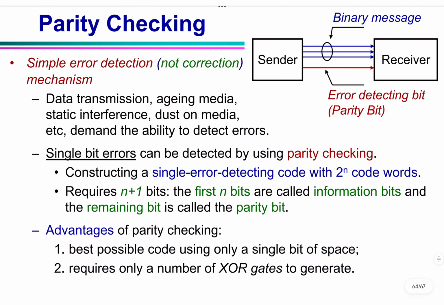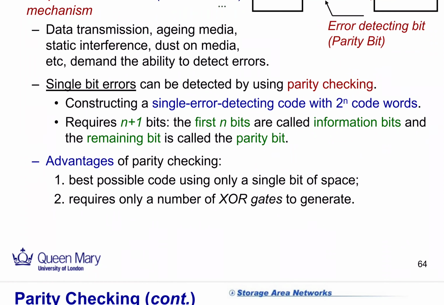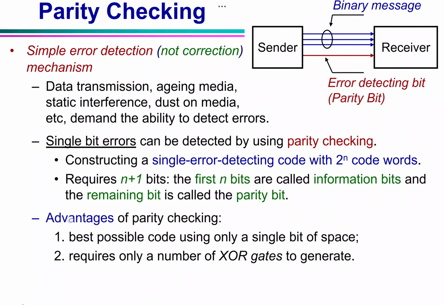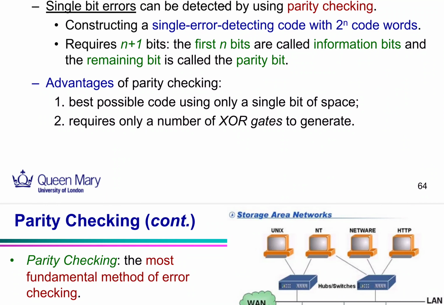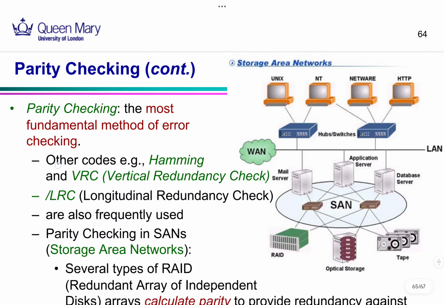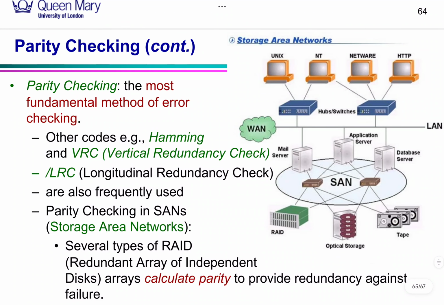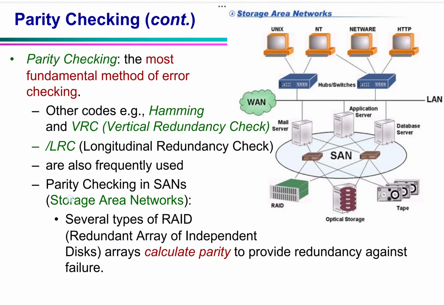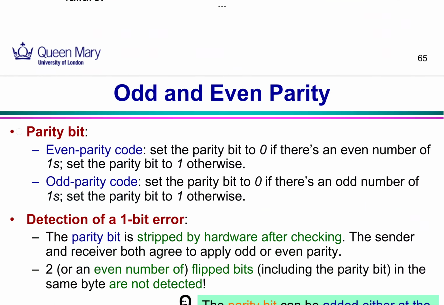Unicode and parity checking. Simple errors in data transmission can be detected by using parity. Construct a single error checking code with the first bits called information bits and the remaining bit the parity bit. The advantage is that the code uses only a single bit of overhead. XOR gate, the XOR gate represents it. That's one. Parity checking is the most fundamental. There are several types, such as redundant array of checks.